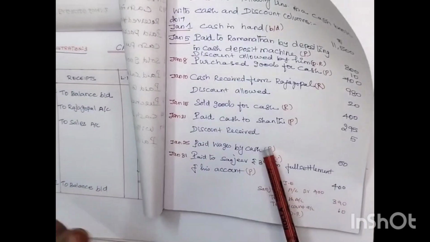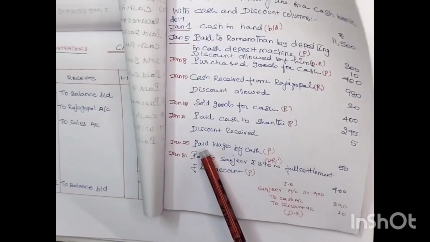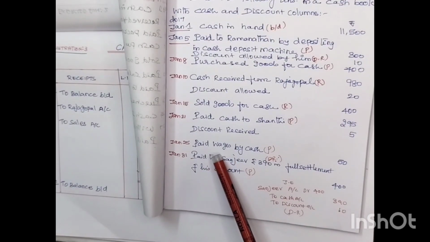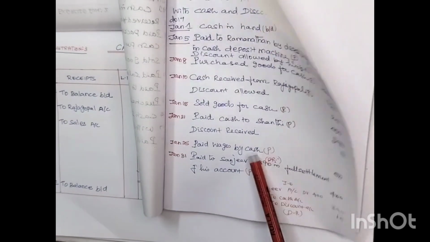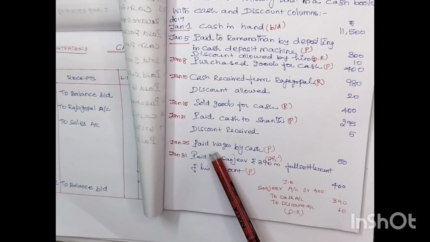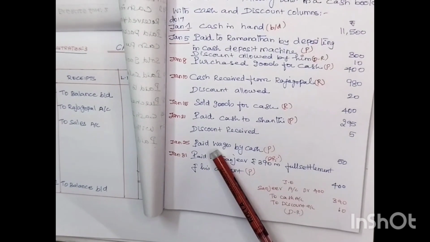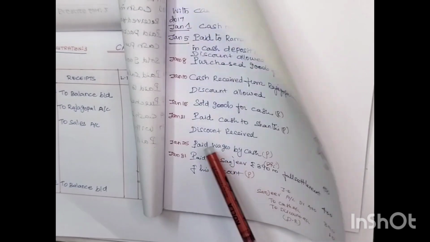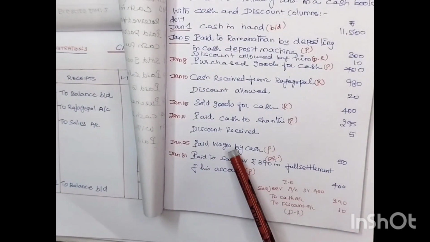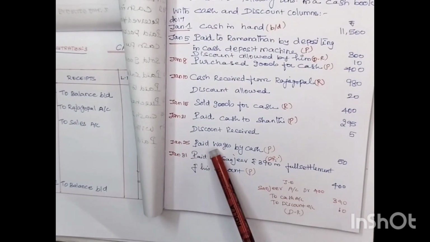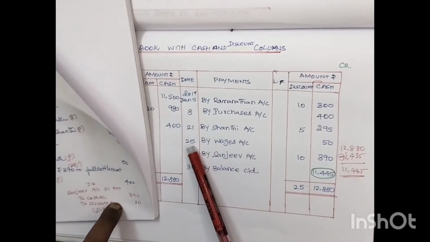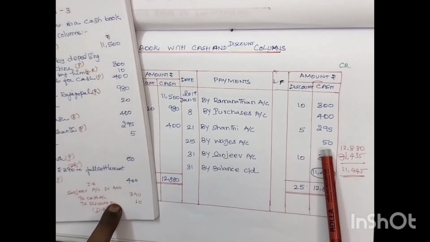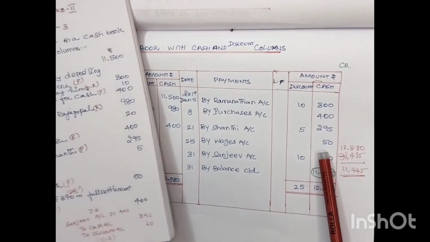Then Kritika, January 25, paid wages by cash, rupees 50. Paid wages by cash means you made a wages payment through cash. So you go to the payment side, the credit side, dated 25, by wages account. How many rupees of wages did you pay? 50 rupees. So you have to enter 50 rupees into the cash column.